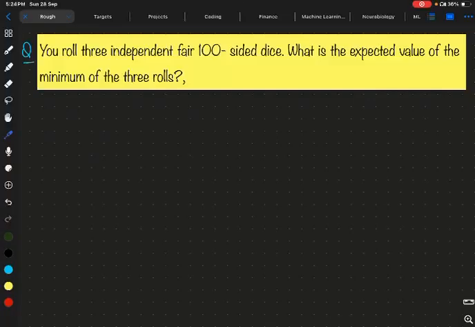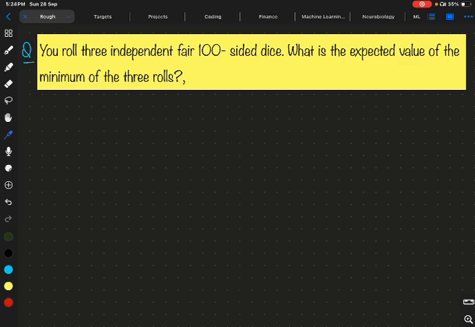Hi guys, so in this question, it is saying that you roll three independent fair 100-sided dice, which means there are three 100-sided dice which are fair and not biased, and yeah, they're 100-sided. So we are asked what is the expected value of the minimum of the three rolls. So when we roll three times, it is asked what is the minimum of the three rolls, and what is the expected value of the minimum of the three rolls.